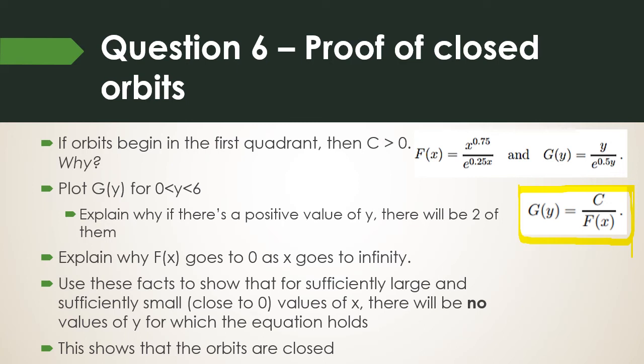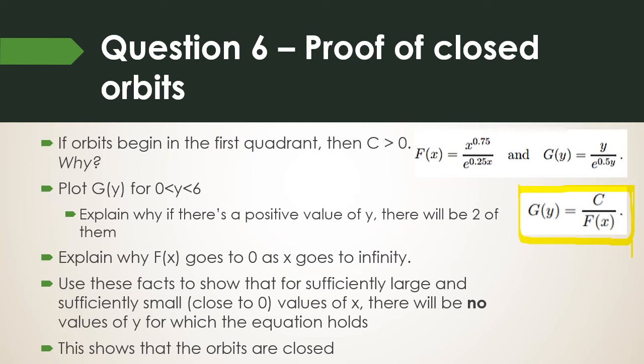And so then you use these facts together, namely the two positive values of y and the limit of f. You can use them together to show that for sufficiently large and small values of x, there will be no values of y for which the equation holds.